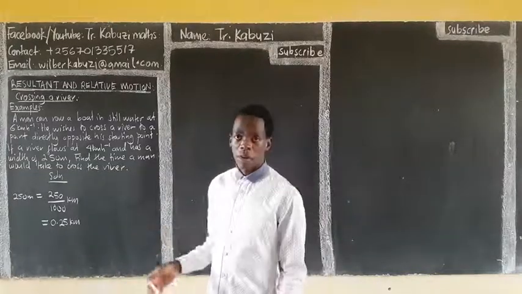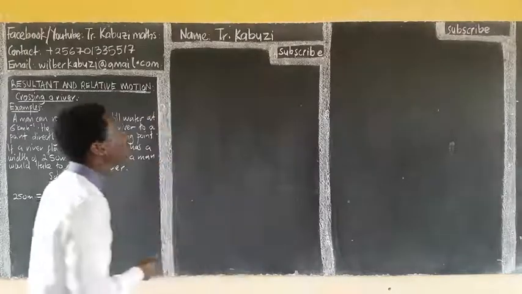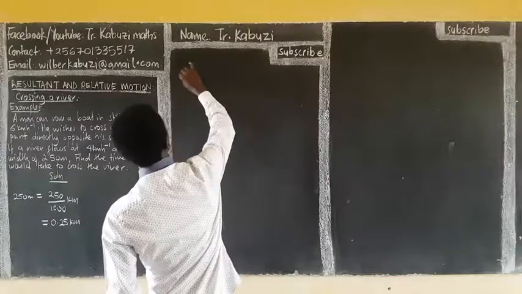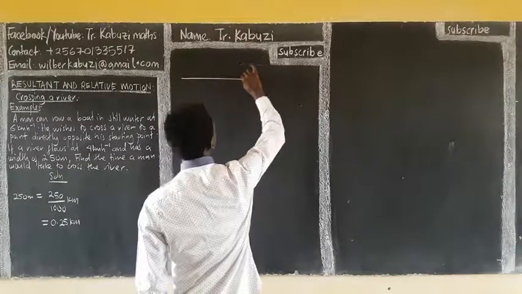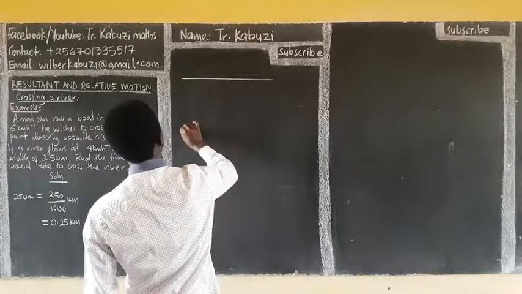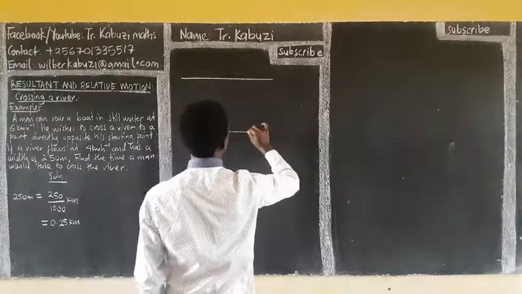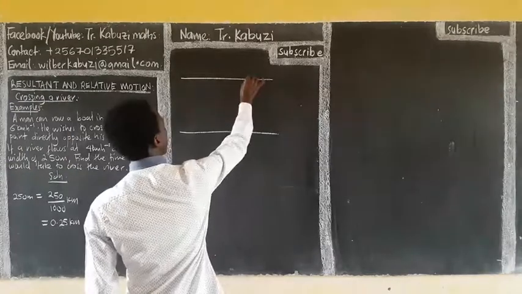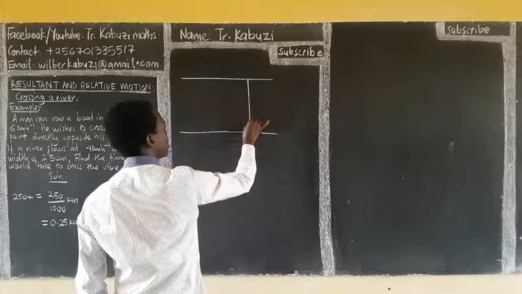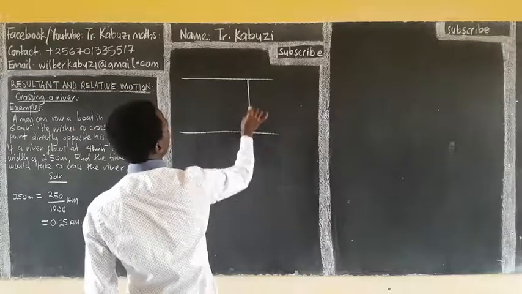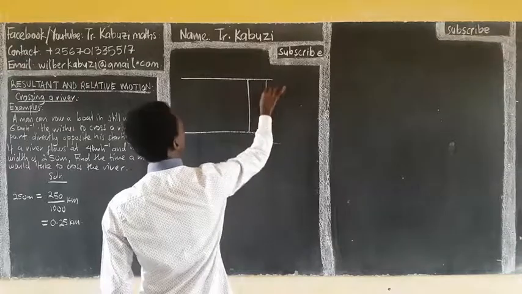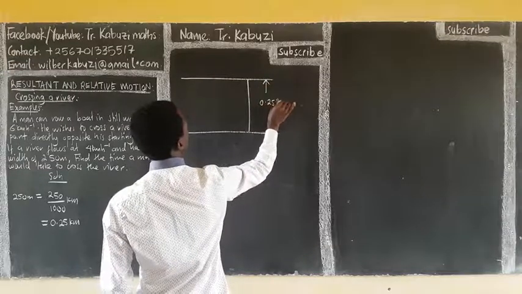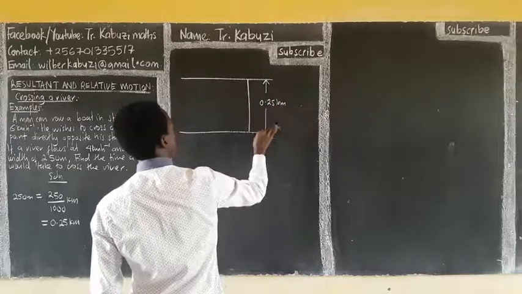Now, as I progress, we say that the river banks are considered to be parallel. So if I draw my parallel river banks like this, that is the case I have. Those are my parallel river banks. I want to cross from a point to the point opposite to where I am, 0.25. Now these are going to be kilometers.